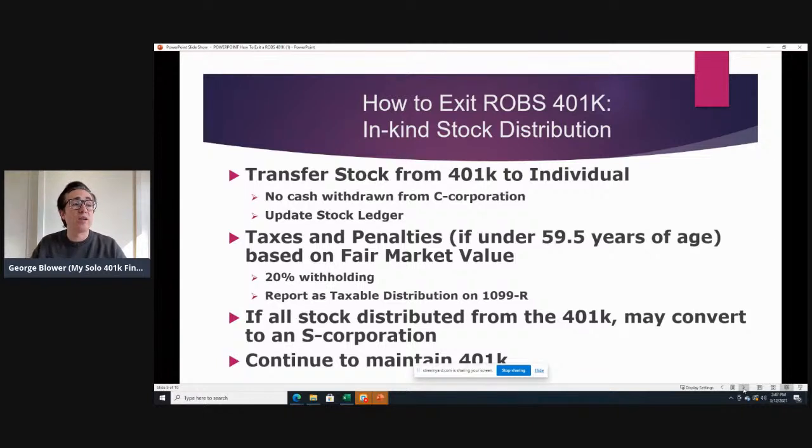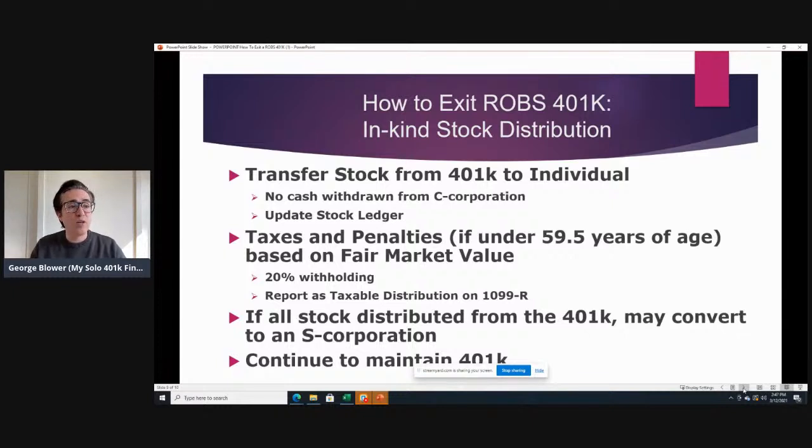So again, per the first bullet there, the stock is transferred from the 401k to the individual. So unlike the buyback, where the corporation needs the money to be able to buy the stock back from the 401k, there's no cash that's actually transferred out of the C corporation. Of course, you would update the stock ledger because now you don't own the stock through the 401k, you own it in your own name.